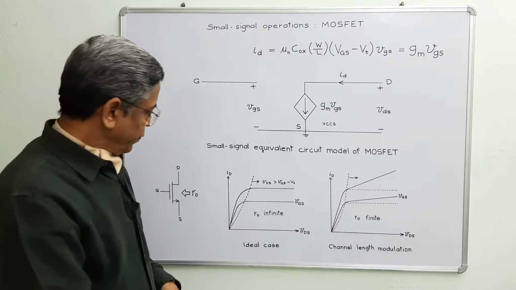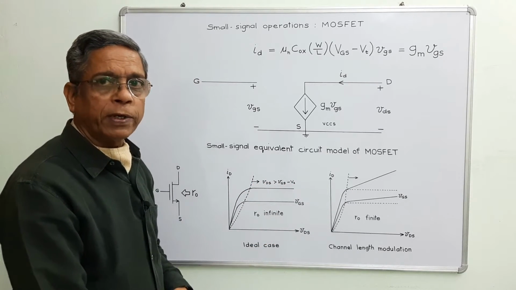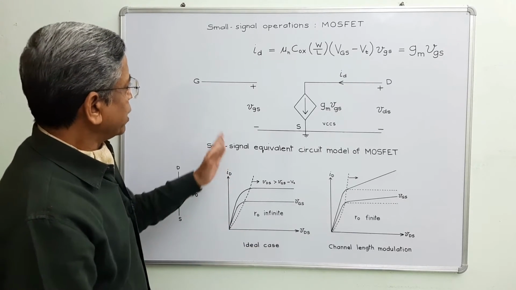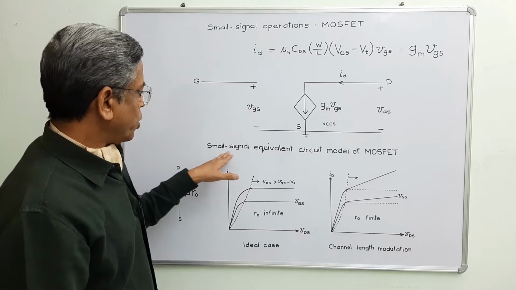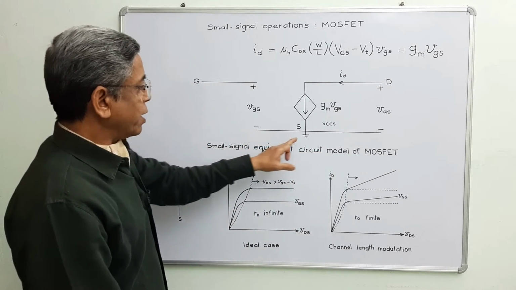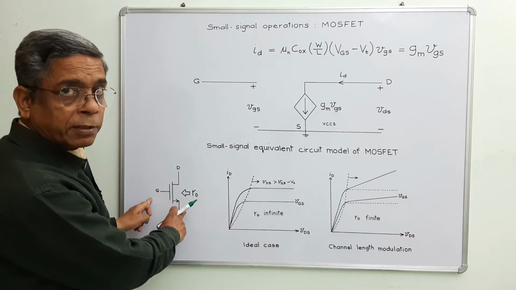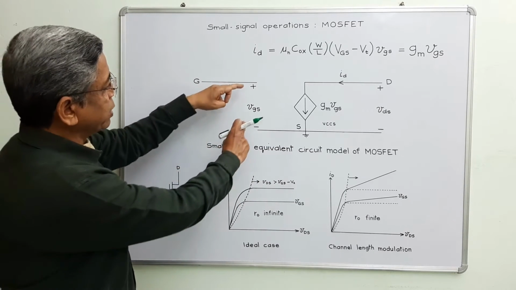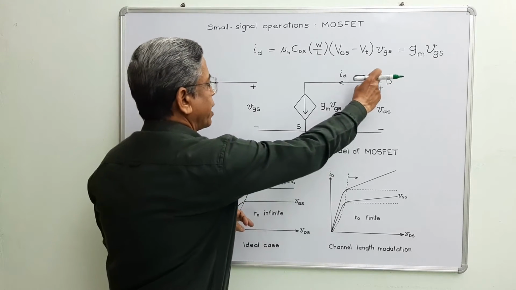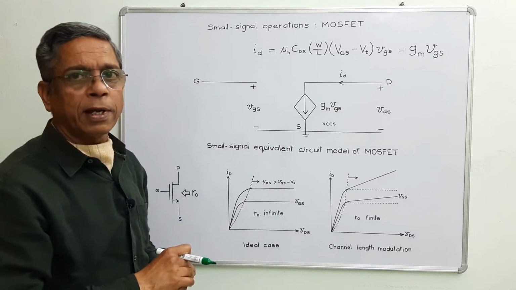A second point: in the saturation region, the MOSFET works as an ideal current source. So this is a small signal equivalent circuit model for the MOSFET. Between gate and source, there is infinite resistance because of the silicon dioxide layer. So this is open space indicating infinite resistance. And between drain and source, there is a current source.